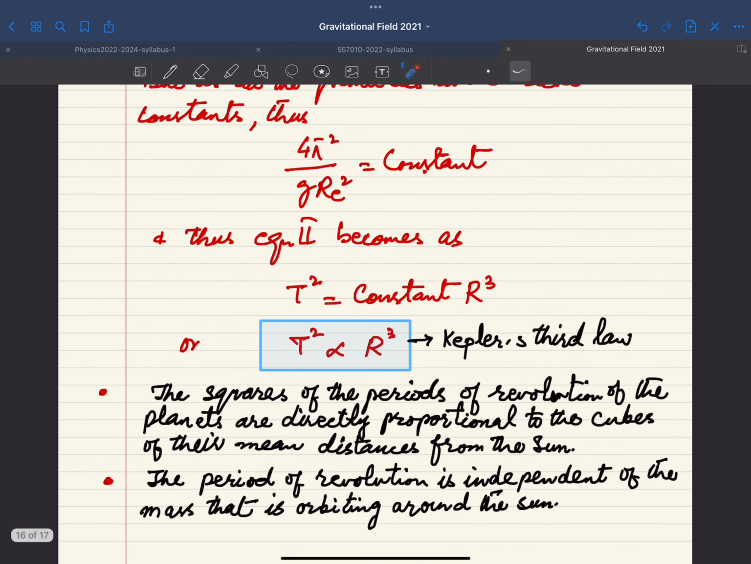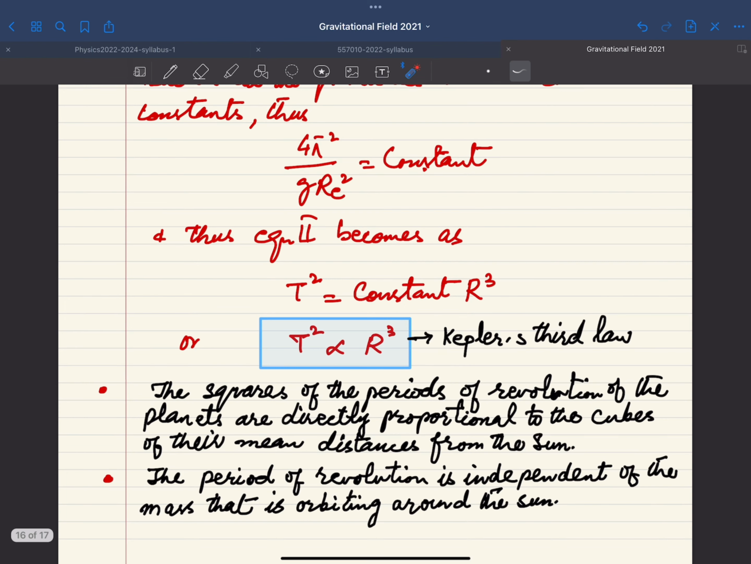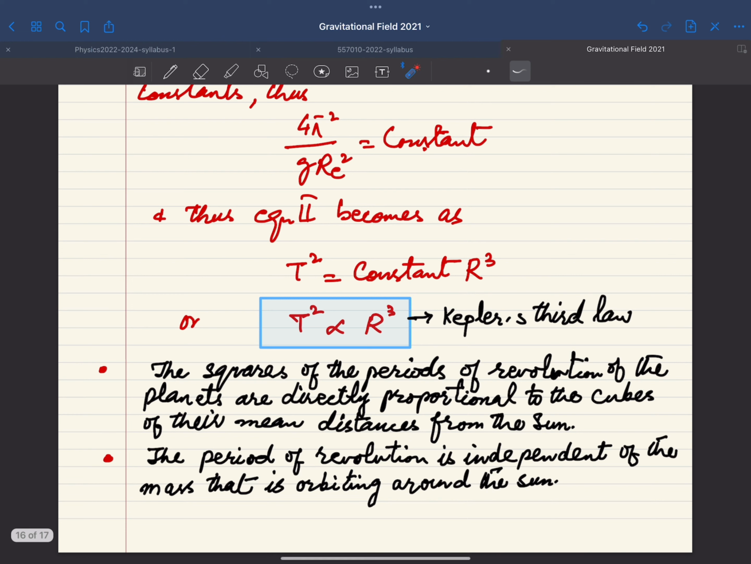And this is actually the relation which is Kepler's third law of planets, and it states that the squares of the periods of revolution of the planets are directly proportional to the cubes of their mean distances from the sun, or from the source body, you can say. The period of revolution is independent of the mass that is orbiting around the sun. So this is also very important.